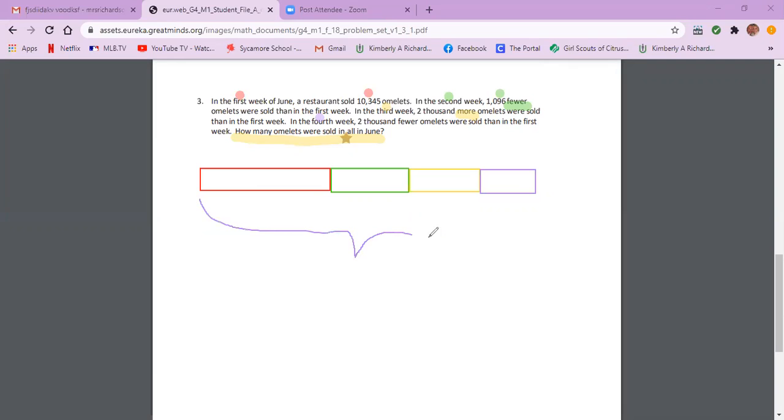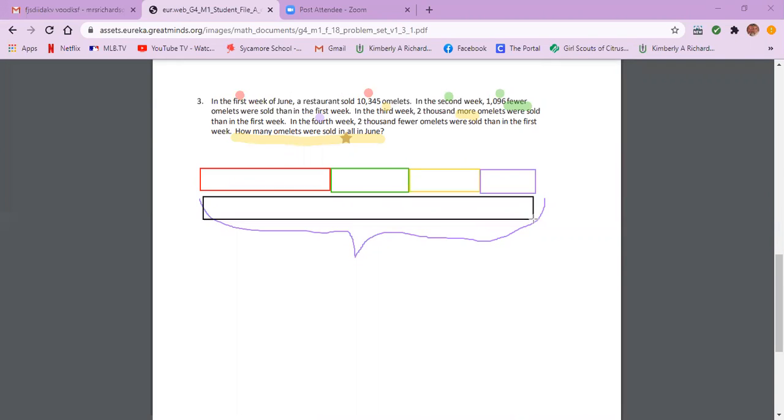There are several ways we can do this. This is a bracket. Another thing that we can do that kind of shows the whole is to make a large tape diagram like this. So we know when we add all those together, we're going to equal the total number of omelets that were sold in June.